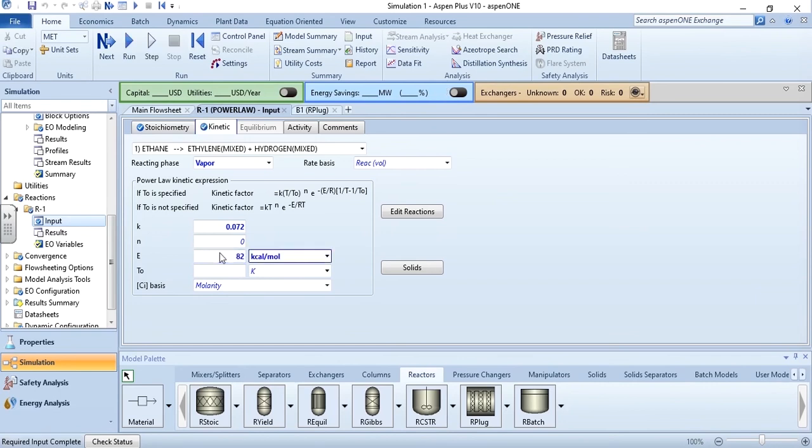But here the reaction kinetics are not completed. You have to specify this T naught, which is 1000 Kelvin. And after that, click run and you see results are available.